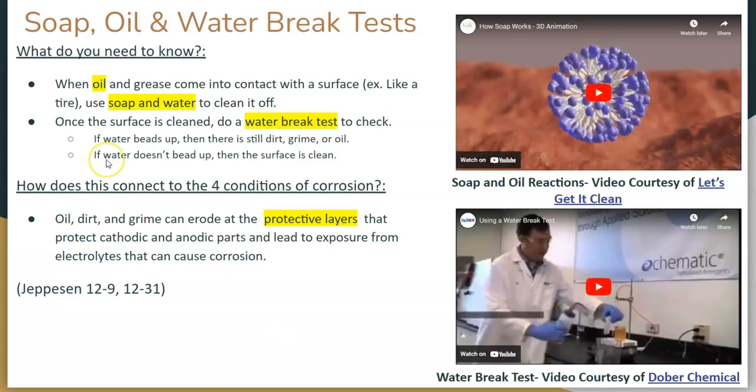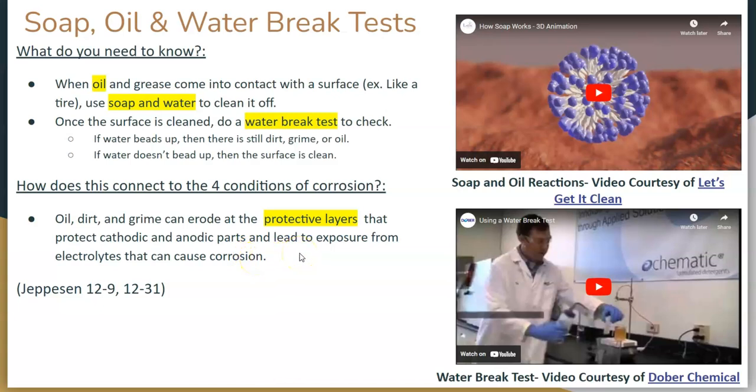We also have another thing you should know as well. When you're cleaning the surface of an aircraft, and you happen to have oil on it or grease, soap and water is your best solution. And very often what you're going to end up doing after you clean it with soap and water is do what's called a water break test. Basically, you pour water on it to take a look and see if the water beads up. If it beads up, there's still dirt, grime, or oil, and if it doesn't bead up, then the surface is clean.